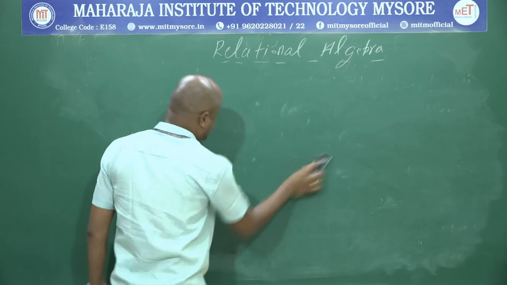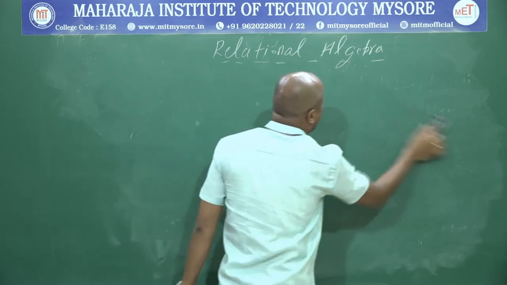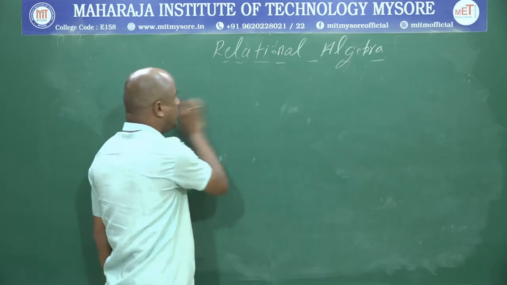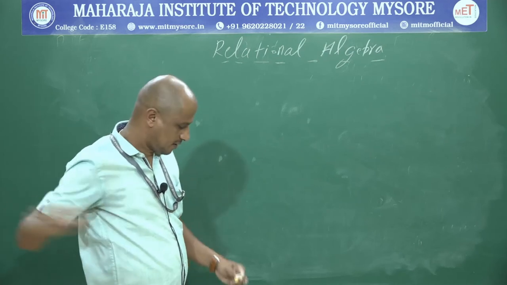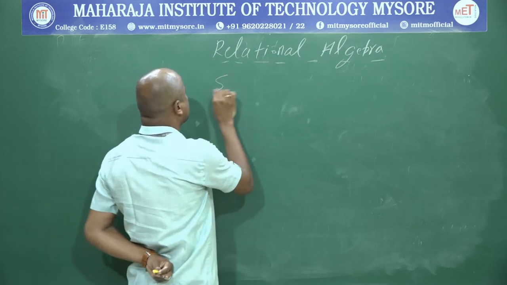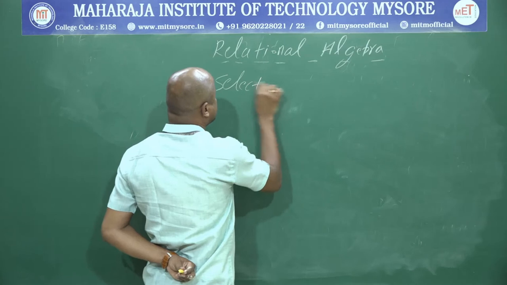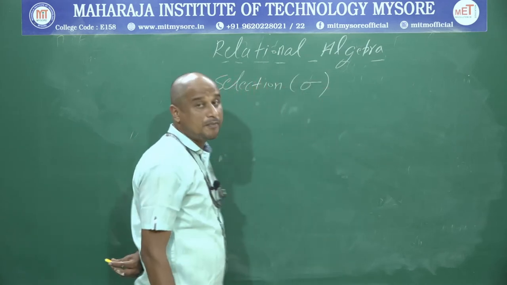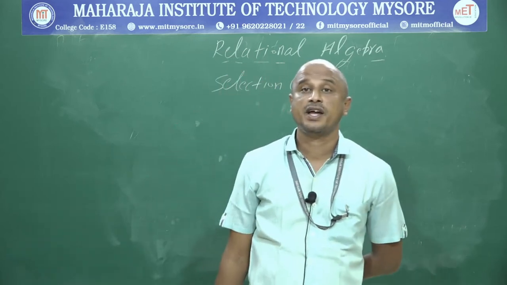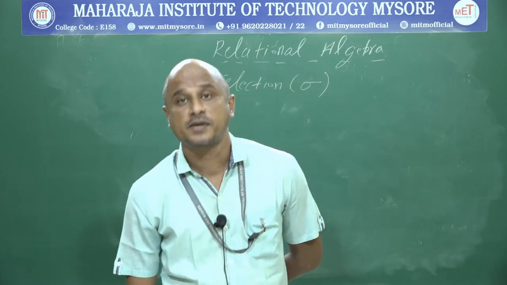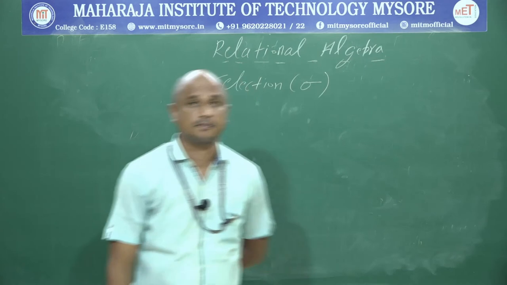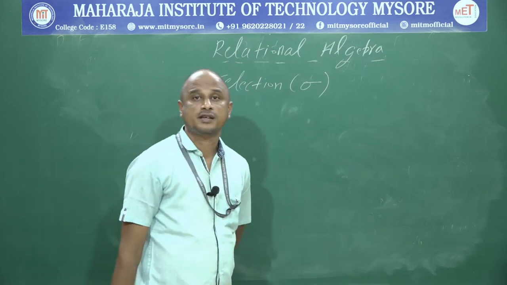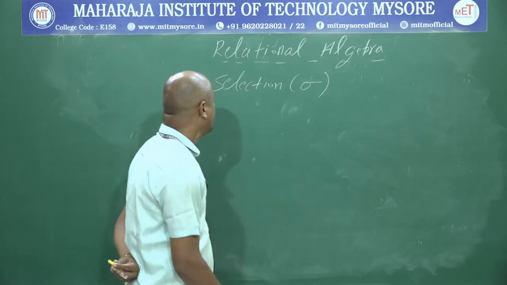Okay. Selection will be the first operation in relational algebra. So the first one is selection, represented by the sigma symbol.